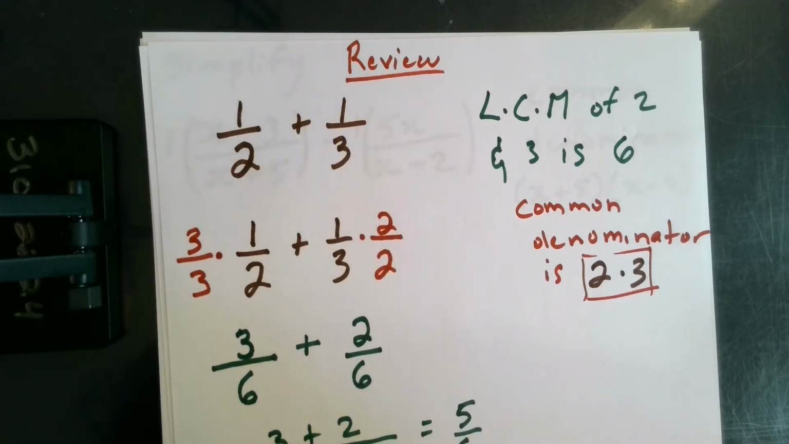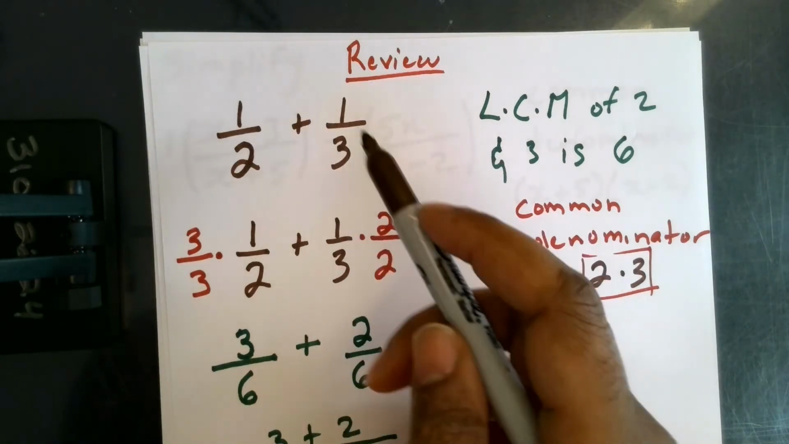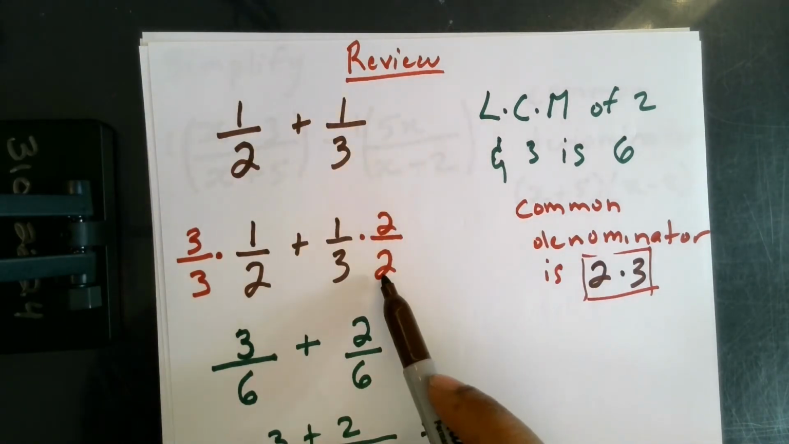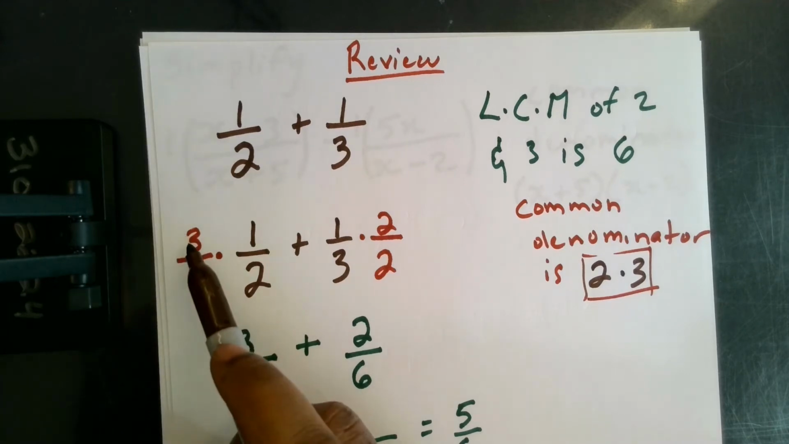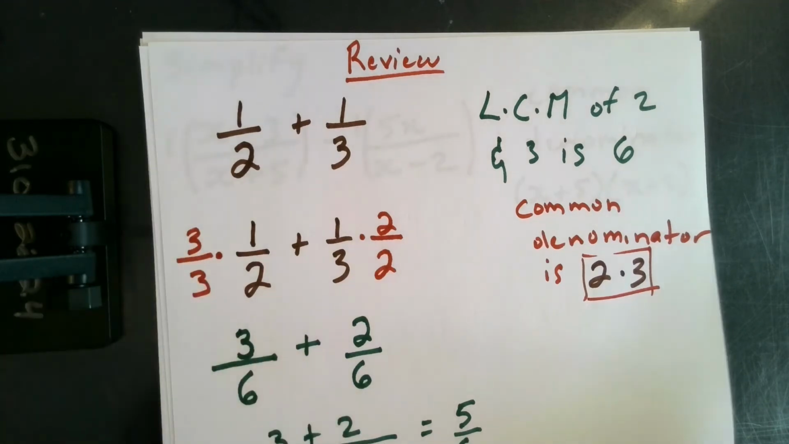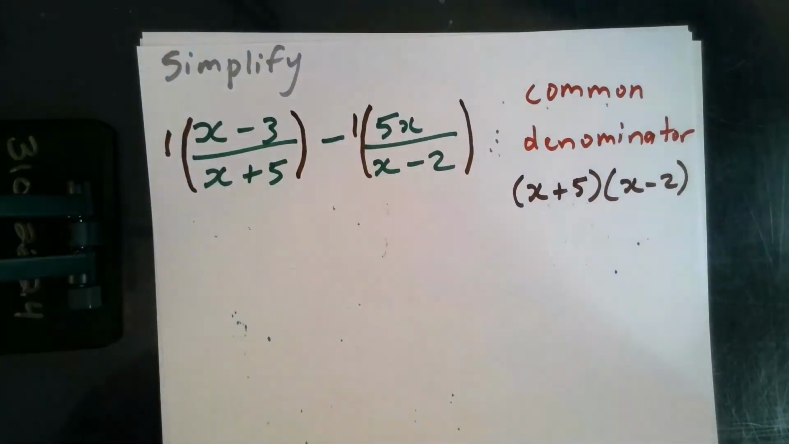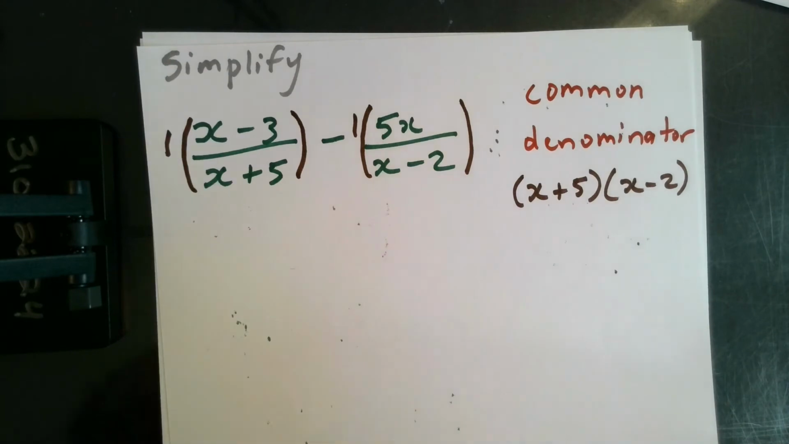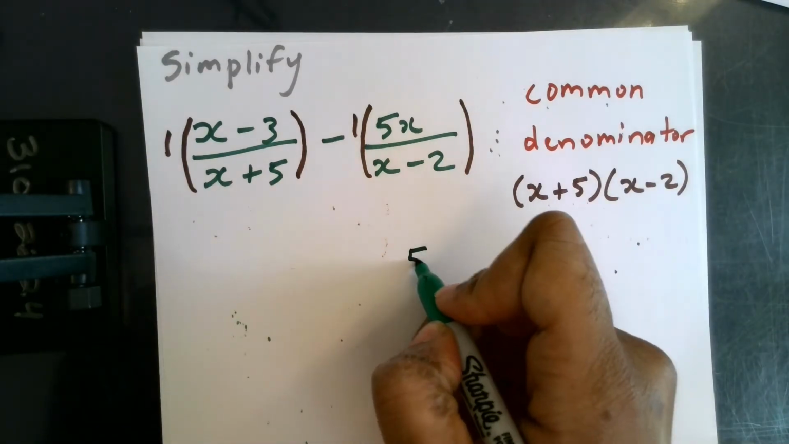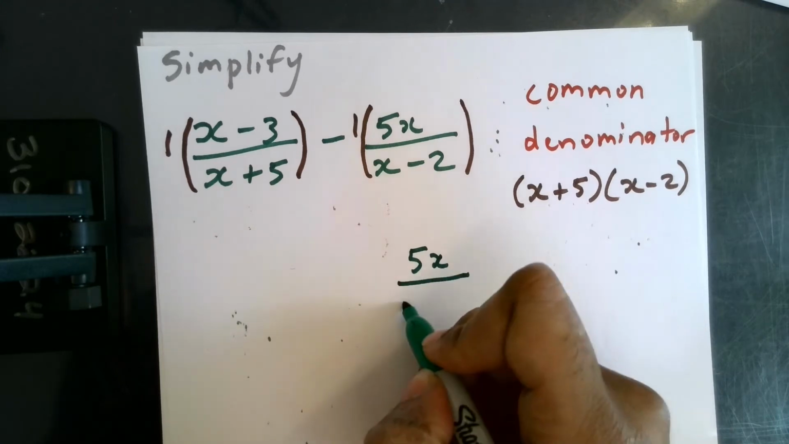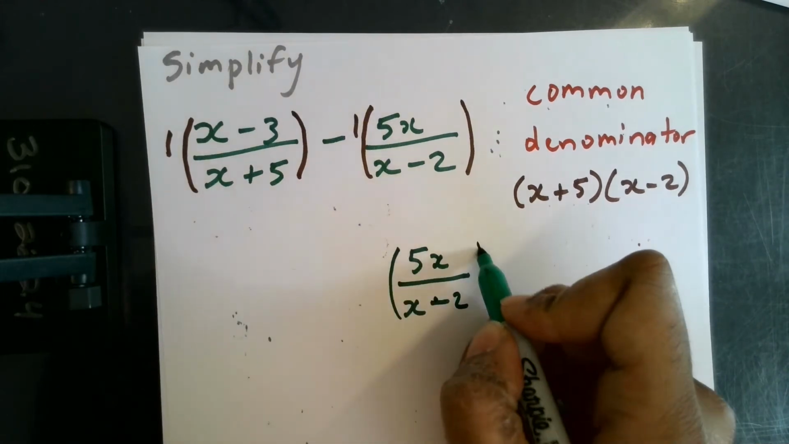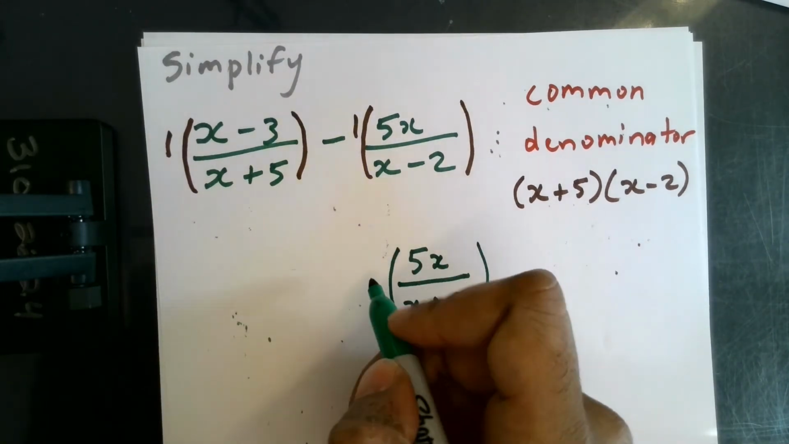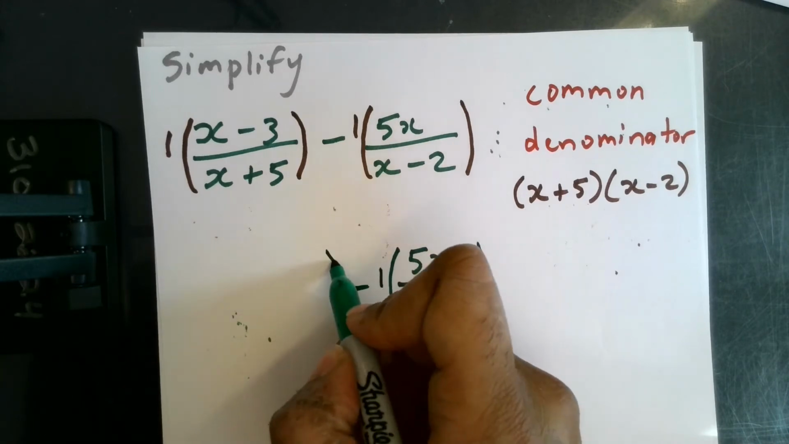All right. And to maintain the value of each fraction, since I multiply by 2 here, I'm going to multiply the top by 2. Since I multiplied the bottom by 3, I'm going to do the same for the top as well. Okay, similar principle. All right. So let me rewrite what I have here first.